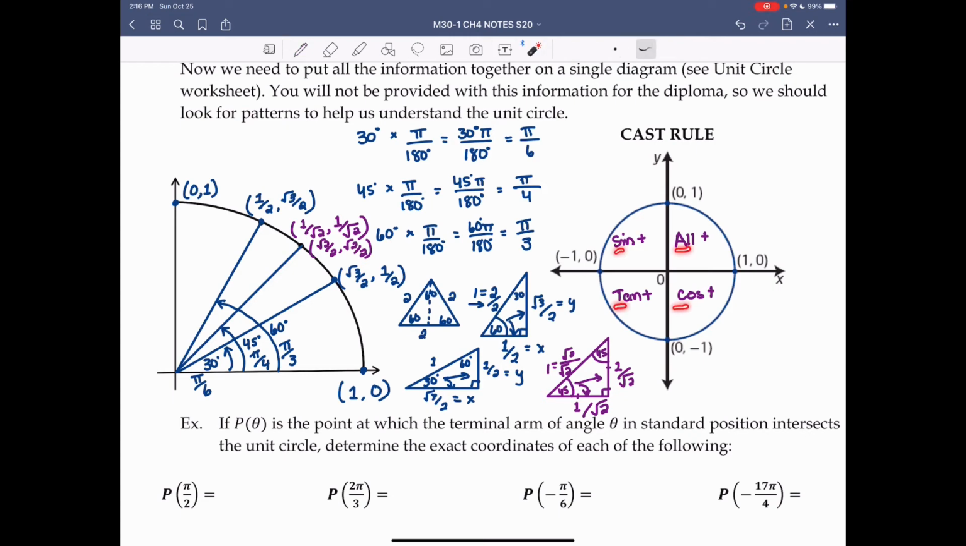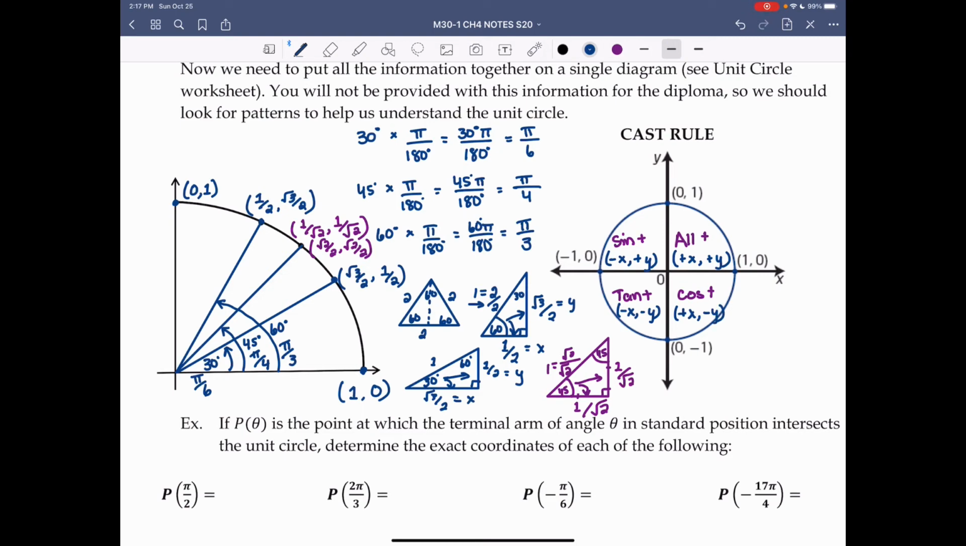It's called the CAST rule because if you start in quadrant 4, then it's C-A-S-T, CAST. And then in terms of the x and y values in each quadrant, in quadrant 1, we have positive x, positive y. In quadrant 2, x is negative, y is positive. In quadrant 3, they're both negative, so negative x, negative y. And in quadrant 4, we have positive x, negative y.